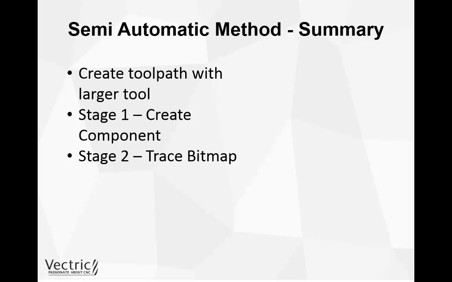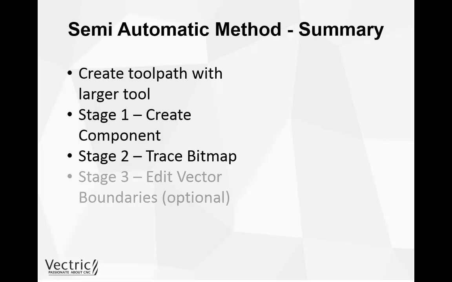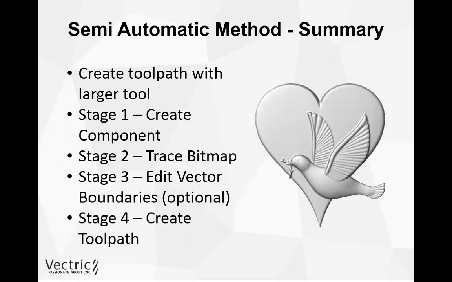We then go into stage 2, where we use the trace bitmap tool to create some vectors around the unmachined areas. We have stage 3, which is optional, where we can edit the vector boundaries that we've created using the trace bitmap tool to create a faster and more efficient REST machining toolpath. And stage 4 is where we actually create that REST machining toolpath.